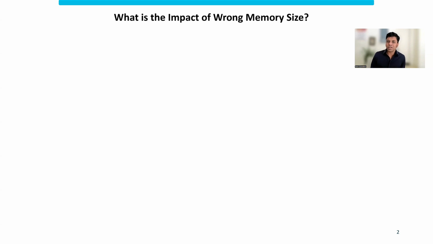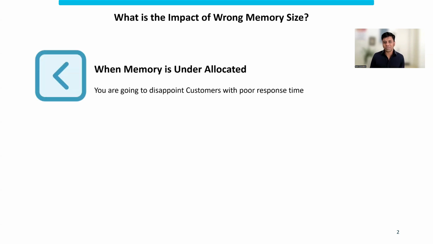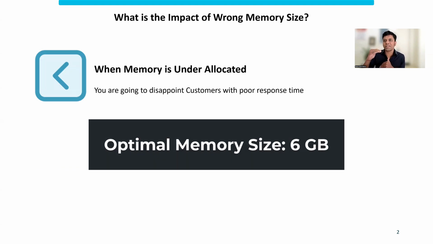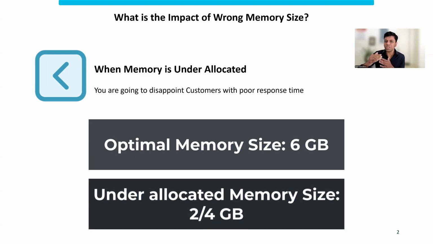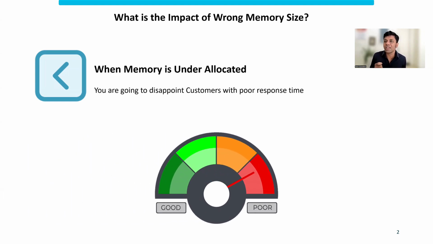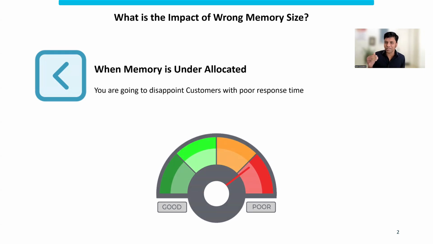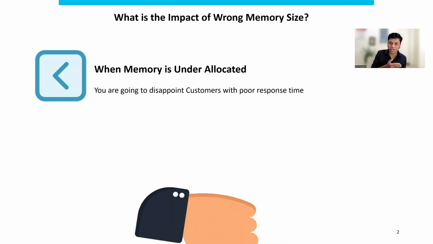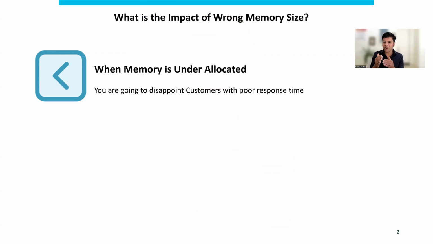Suppose you under-allocate your memory. Let's say your application's optimal memory size is 6 GB, whereas you've allocated 2 GB or 4 GB. Then what is the impact? Friends, the primary impact is your response time will degrade. It's going to disappoint your customers. That is because of under allocation.